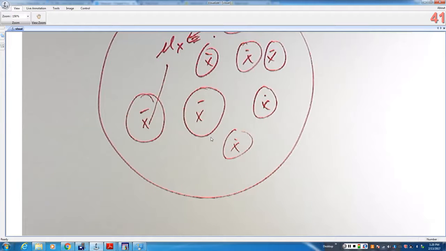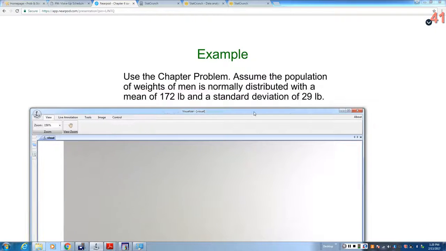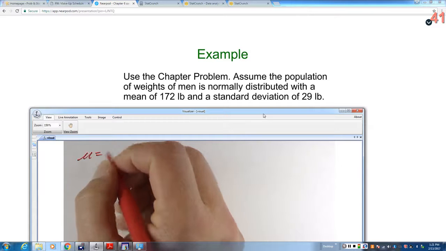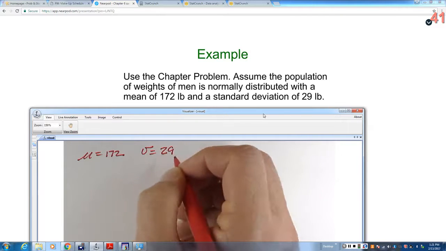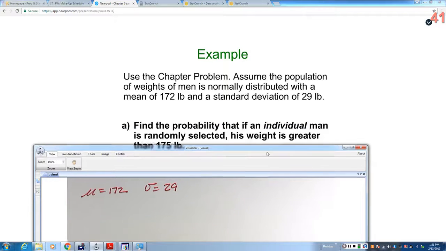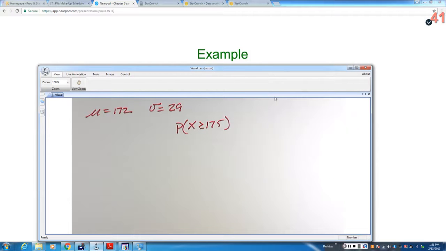What are the steps that we did before? X is greater than 175. Before we do that, we're just going to write down our numbers. Our population mean is 172. Our standard deviation is 29. And we want to find the probability that a weight is greater than 175. So this is what we want to find.